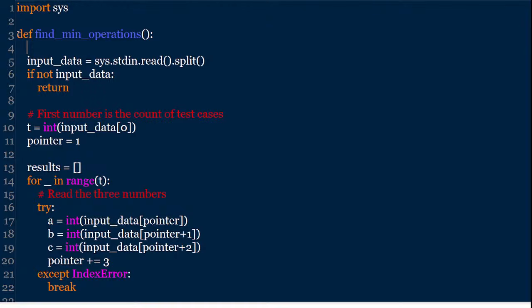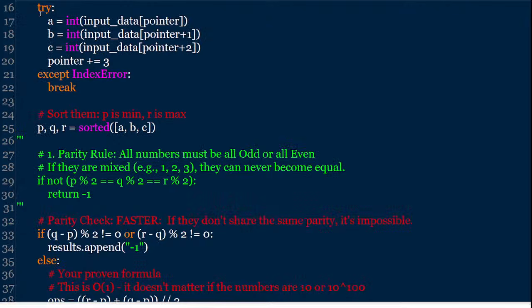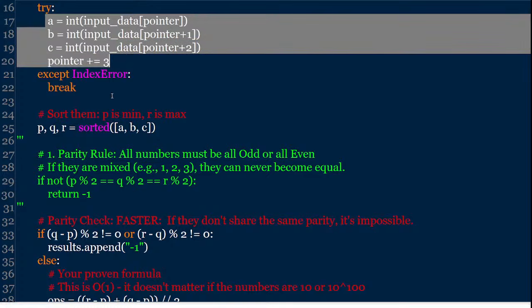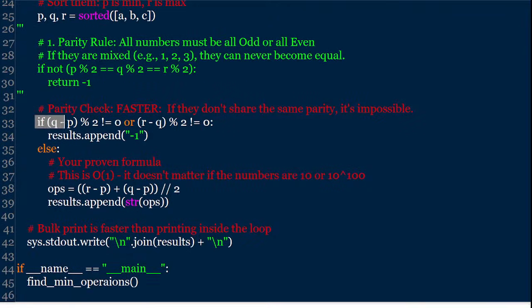Right, this is the code which we discussed, find minimum operations. I'm reading the entire data by using the sys.stdin.read().split() function. Then I'm reading the first number, the number of test cases, here. Then you can use an index or pointer, whatever you want to name it. Then I'm reading the three numbers, incrementing the pointer by 3, then sorting the three numbers and storing in p, q, r. So you can also do the parity check in this way, p mod 2.